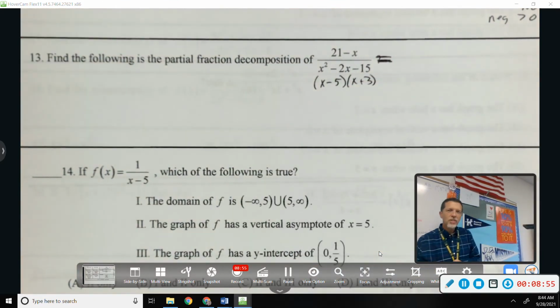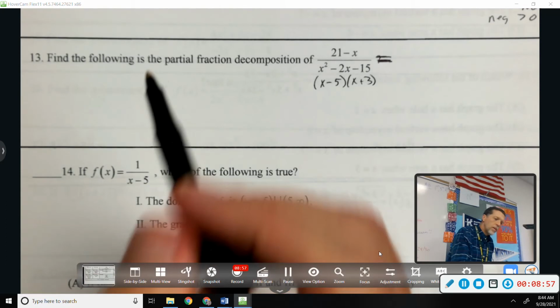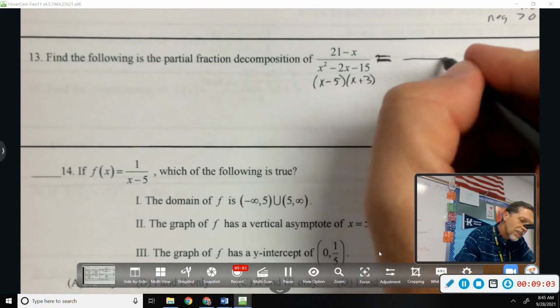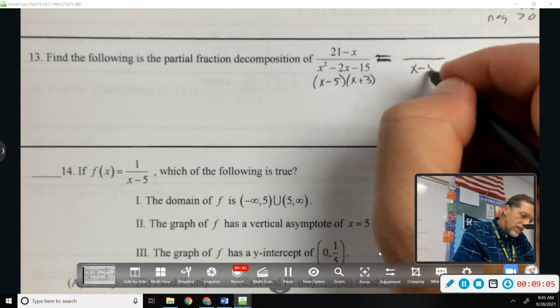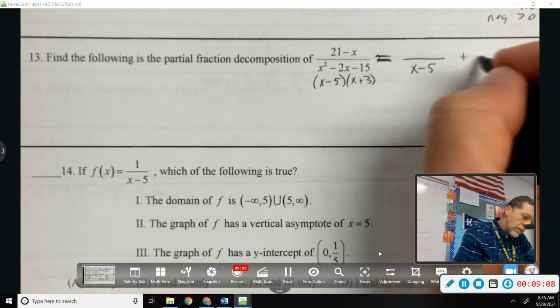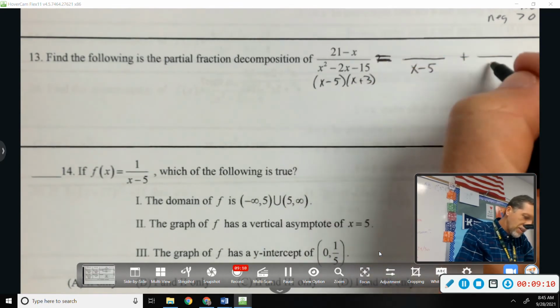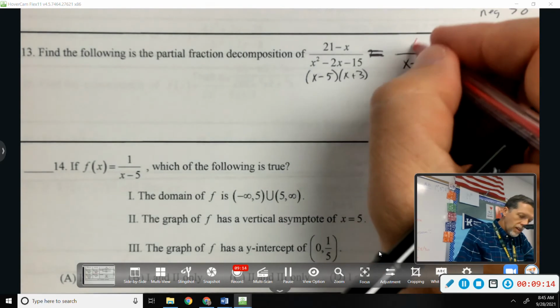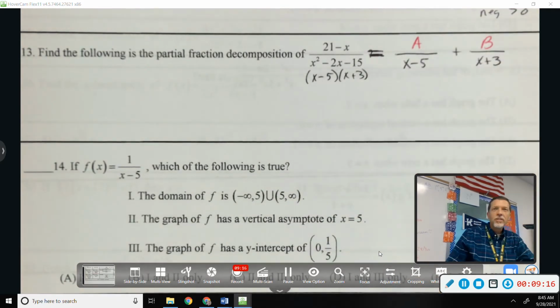Factor the bottom first. This is the Jeopardy game, right? Like, what fractions did we add to get to this as an answer? Well, one denominator would have had to be x minus 5. The other would have to be x plus 3. And I don't know the numerators. That's the job to find.